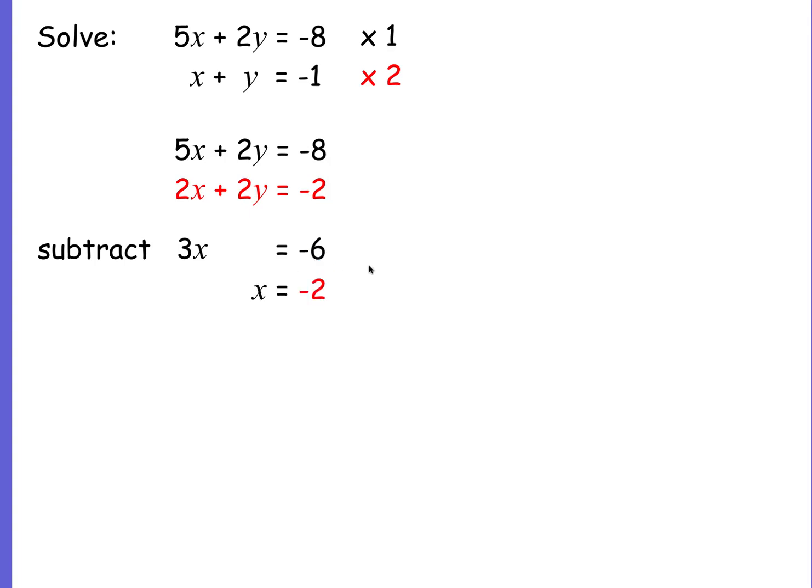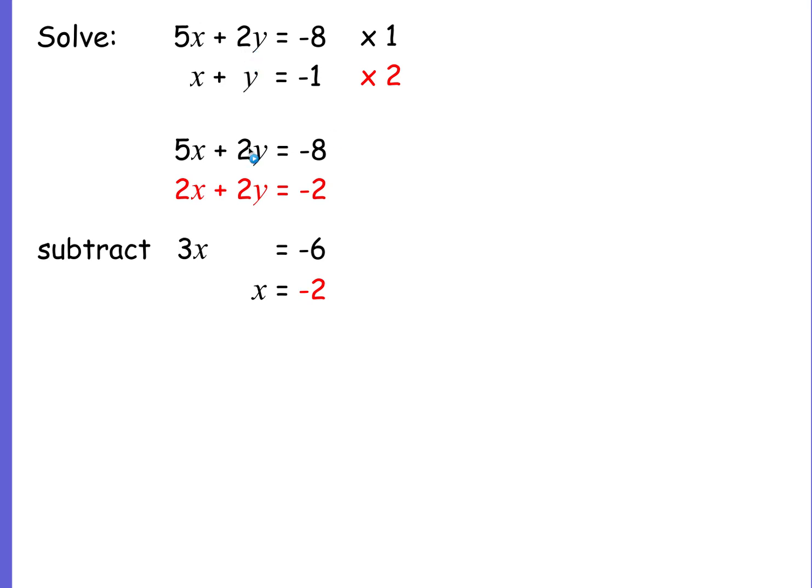Divide through by 3, x is negative 2. If you end up with a fraction here, none of the worksheets that I've made available are going to involve fractions. If you click the link in the description, you'll get access to the worksheets with the answers. None of the answers are going to involve fractions. If you get a fraction, you've made a mistake.